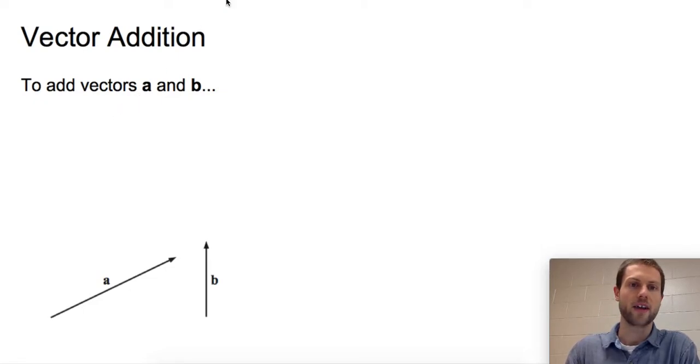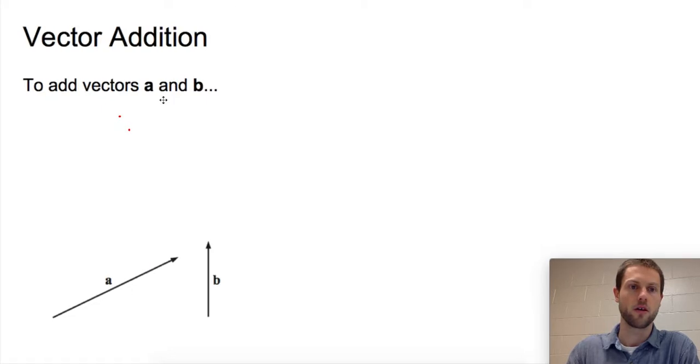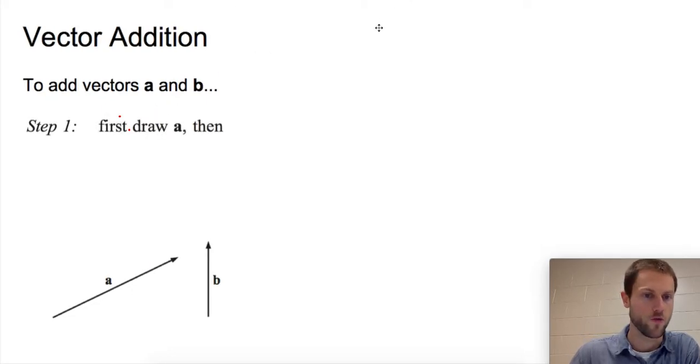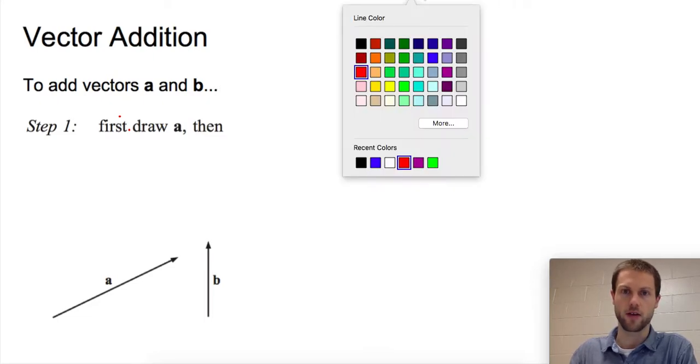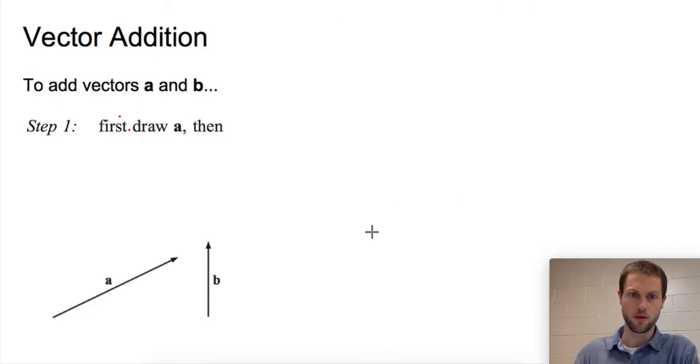To begin, if we want to add two vectors, A and B, we're going to first think about drawing this vector. So just like we talked about in the last video, we can represent vectors geometrically. And here are two vectors, vector A and vector B. So if I wanted to add A plus B, the first thing I'm going to do is draw vector A. And vector A looks something like this. That's about right. That's my vector A. Let's go blue here.